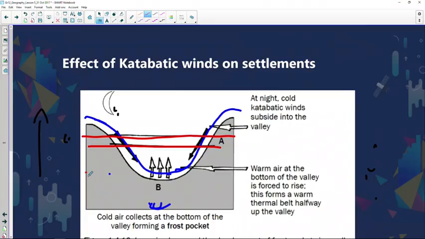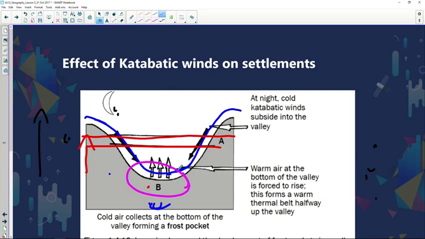As you can see, the temperature is increasing from point B to point A. It's not normal. In the bottom of the valley, a frost pocket is developed, so all the cool air is collected, and as we move up, warmer conditions.